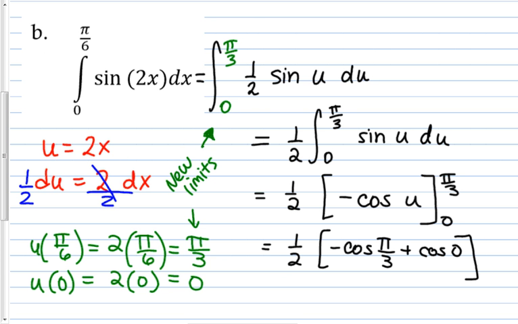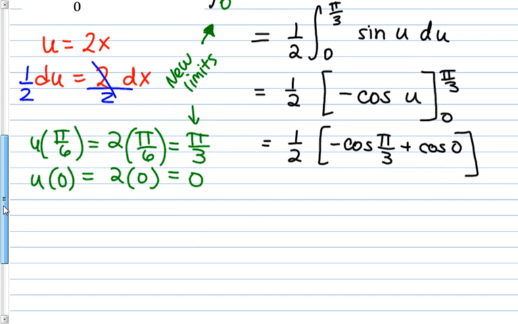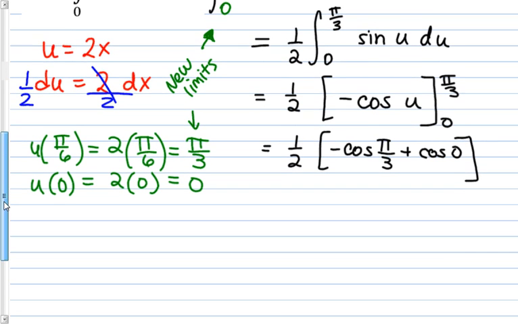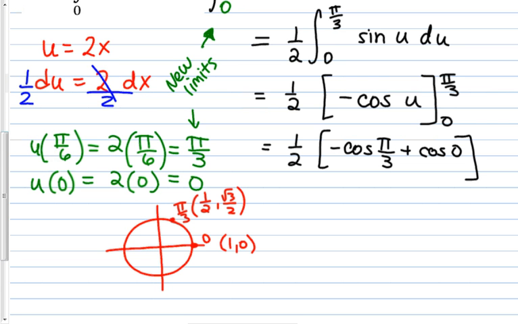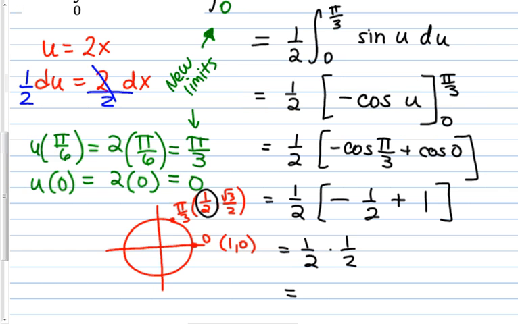All right. So this is what I have so far. I went ahead and replaced the limits with the limits for u. I plugged in pi over 6, and I plugged in 0, and I got pi over 3 and 0. I integrated, and now I'm going to need the unit circle. So there's my unit circle. So 1/2, and then negative cosine pi over 3. Cosine of pi over 3 is 1/2. So negative 1/2, plus cosine of 0 is 1. Negative half plus 1 is just a positive 1/2, right? So then I just get 1/4. And that's my answer. Okay.